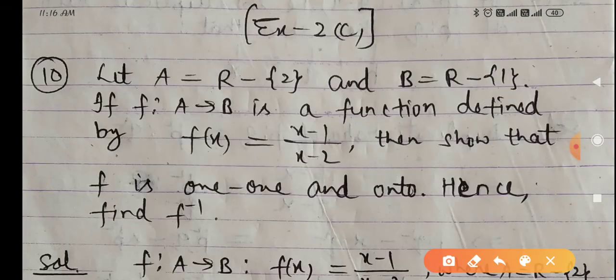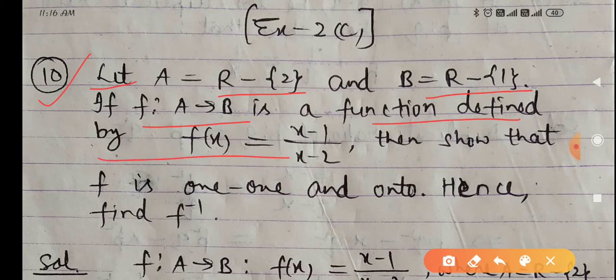You can see here question number 10. Let A equals R minus 2, B equals R minus 1. If function f is from A to B defined by f(x) equals (x minus 1) upon (x minus 2), then show that f is 1-1 and onto, hence find f inverse.